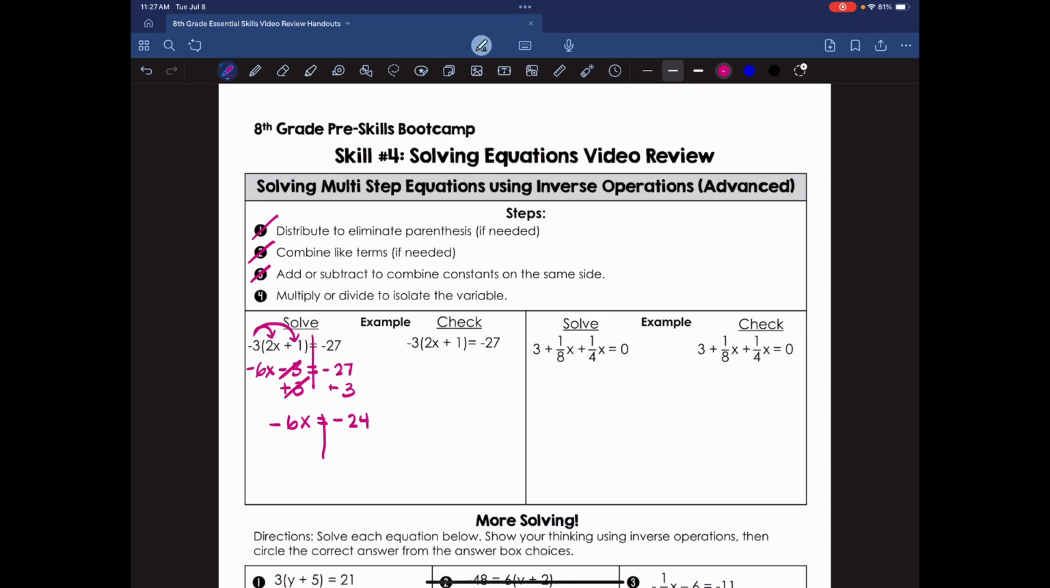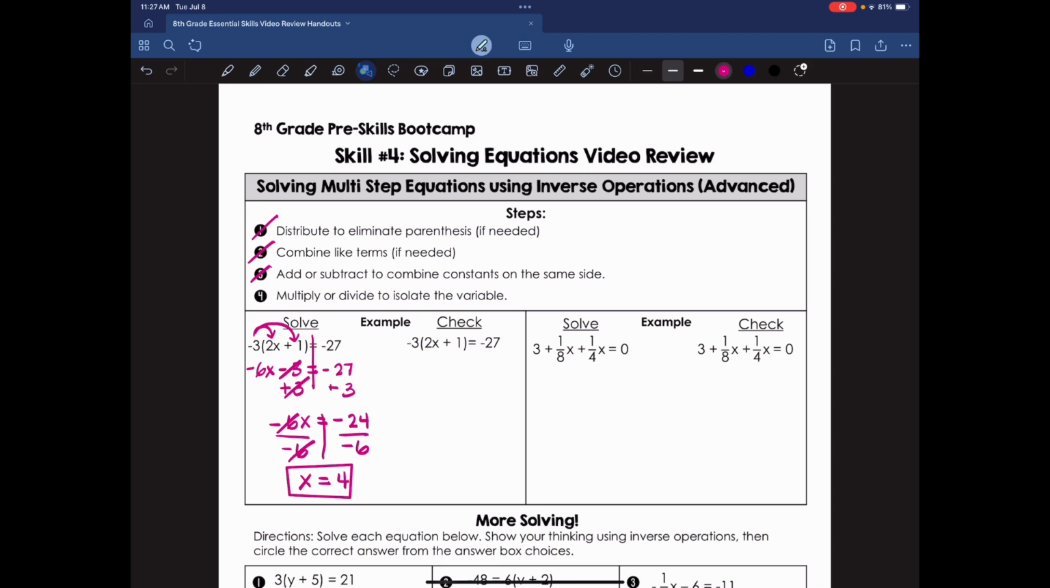And then my step 4, multiply or divide. In this case, because the negative 6 is being multiplied to x, I'm going to divide by negative 6 on both sides. Again, our negative 6 cancels out, and I'm left with just x, which is what we wanted. And a negative divided by a negative is a positive. 24 divided by 6 is 4. So it looks like our solution to this first equation is x equals 4.